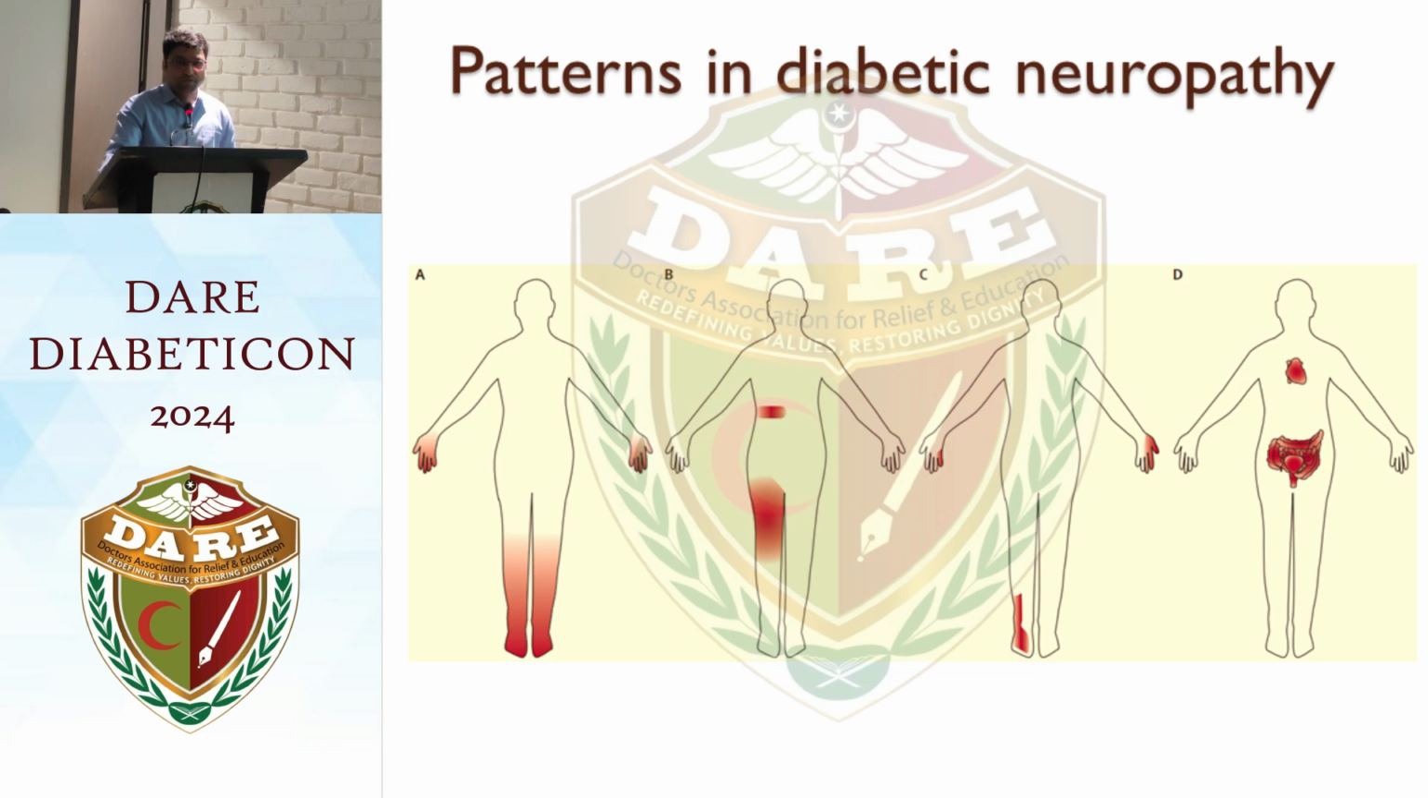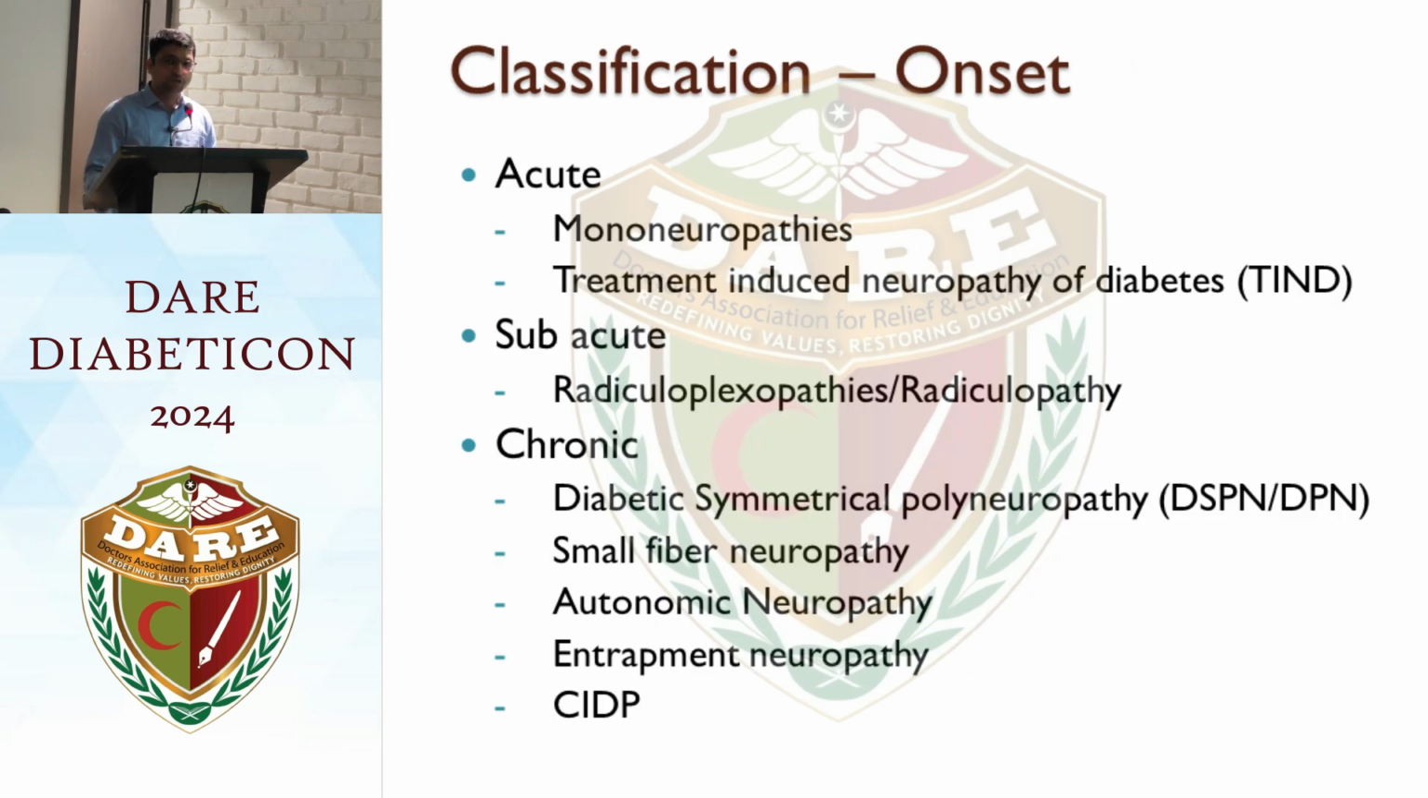So apart from whatever I have described based on the previous picture, the classification of diabetic neuropathy also varies based on the onset. Here, when it is acute in onset, it happens in mononeuropathies as well as treatment-induced neuropathy of diabetes. Whereas subacute involvement is seen in radiculoplexopathies or radiculopathies, and chronic involvement is seen in the typical diabetic symmetrical polyneuropathy or small fiber neuropathy, autonomic neuropathy. Apart from that, it is also seen in entrapment neuropathy and CIDP.